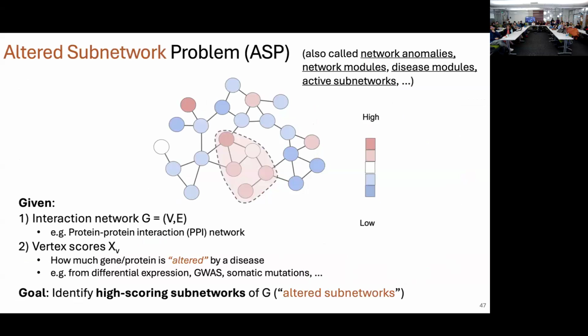And so this problem of anomaly detection in protein interaction networks is something called the altered subnetwork problem. It goes by other names like network modules or disease modules. But the general problem formulation is that you have a graph, this protein interaction network, and you have vertex scores on each node. And these vertex scores tell you, in the protein case, how much each protein has been altered by a disease. So for example, you can get these measurements from differential expression or GWAS or many other types of data. But the goal is that you want to identify these high-scoring subnetworks of your network, these so-called altered subnetworks.